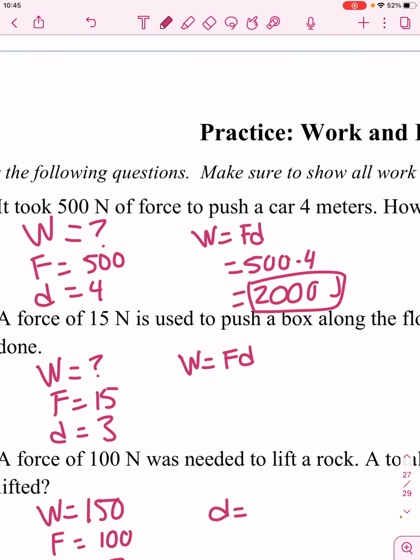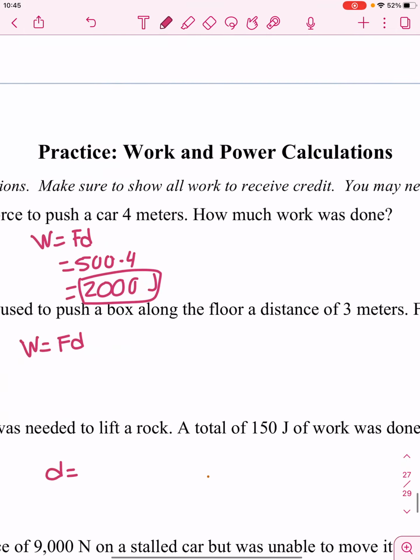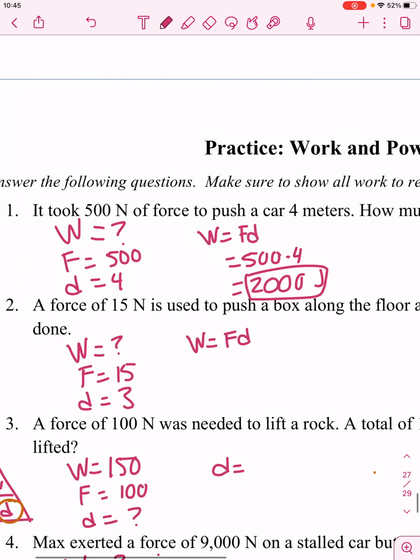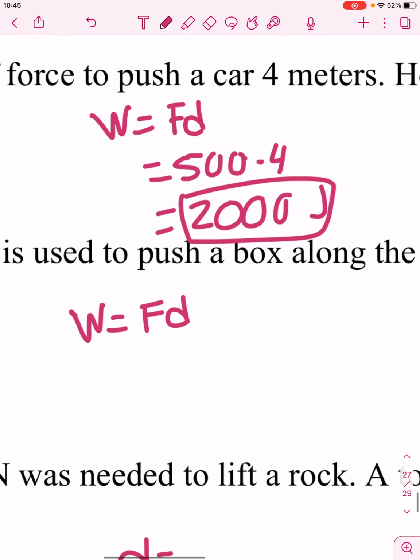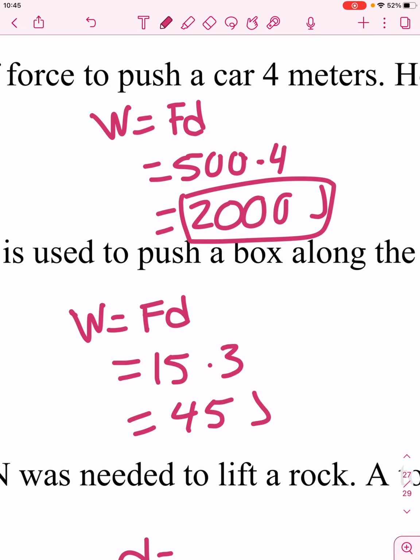Next one says a force of 15 newtons is used to push a box along a forward distance of 3 meters. Find how much work was done. Again, this one should be a simple plug and go. So you have a force of 15, a distance of 3, that's 45 joules of work.